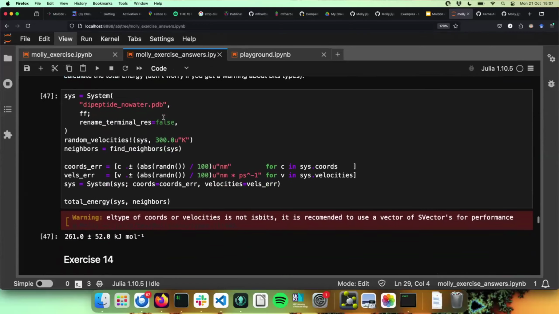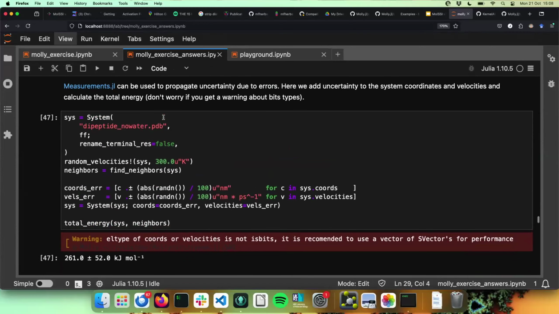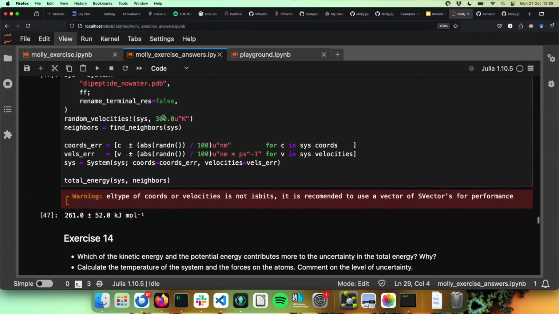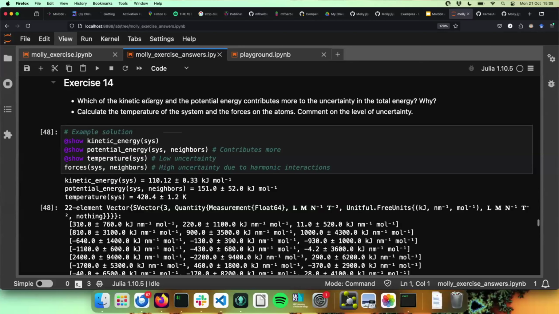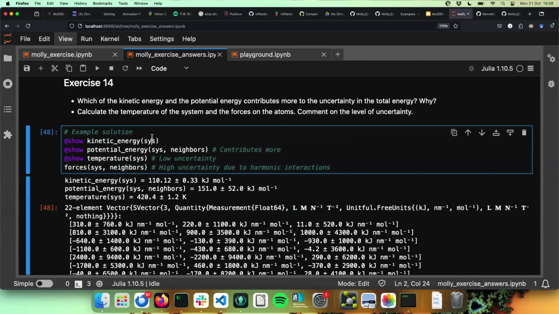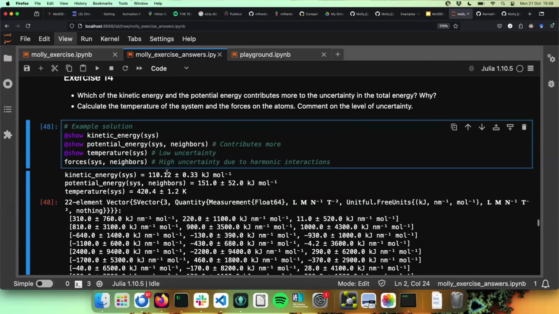Okay, and then the final example for now is using Measurements.jl, where you propagate uncertainties. So in this case, we can calculate the total energy and see that it varies by quite a lot. So which of the kinetic energy and potential energy contributes more? Well, we can just calculate the values and see, okay? So here we see the kinetic energy, not much uncertainty, and the potential energy has much more.